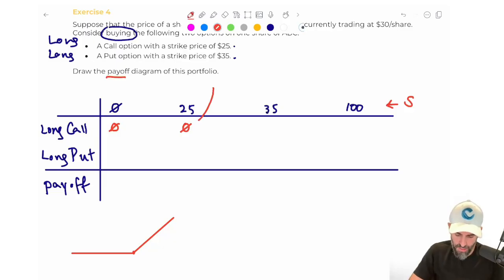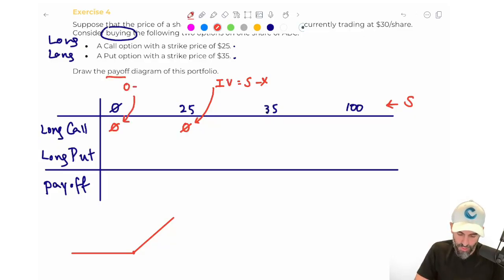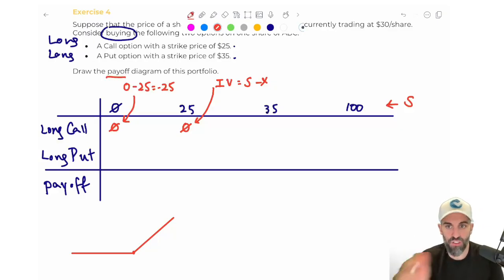Okay, what I'm doing here, guys, is calculating the intrinsic value. And remember that the intrinsic value of a call option is the stock price minus the strike price. So for the first one, I did stock price 0, strike price 25. That's negative 25. And earlier I said that you take the greater of 0 and that number. You cannot have a negative intrinsic value. So if you do get a negative intrinsic value, you put 0.